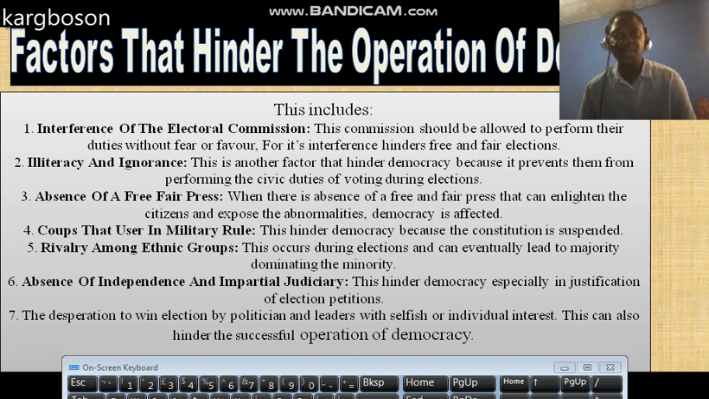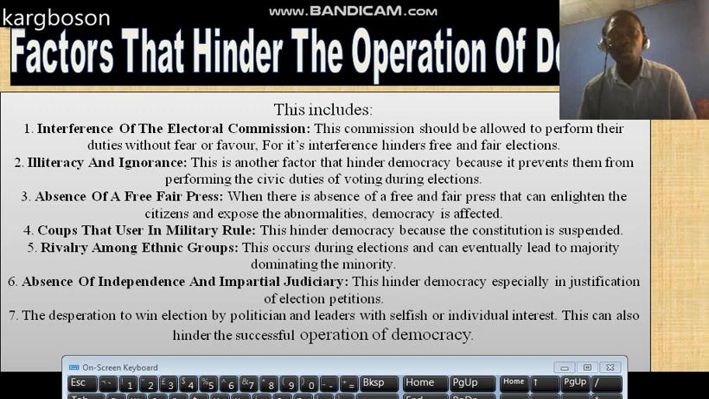Another factor that hinders the operation of democracy is the absence of a free and fair press. When there is an absence of a free and fair press that can enlighten the citizens and expose the abnormalities, democracy is affected. When the press is being muscled by government, when it is being stifled by the politicians, which is meant to educate the citizens about the abnormalities, about the bad governance of the politicians or the government that is in power, then it is also serving as an obstacle towards the operation of democracy.